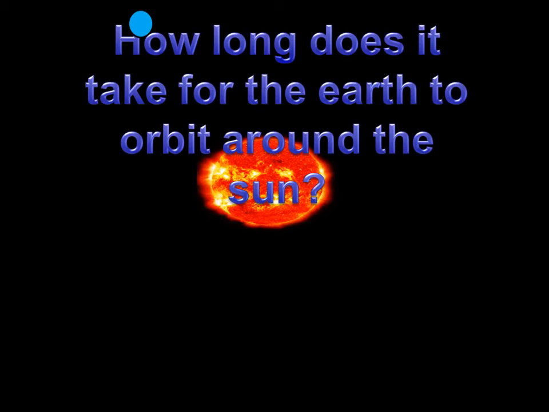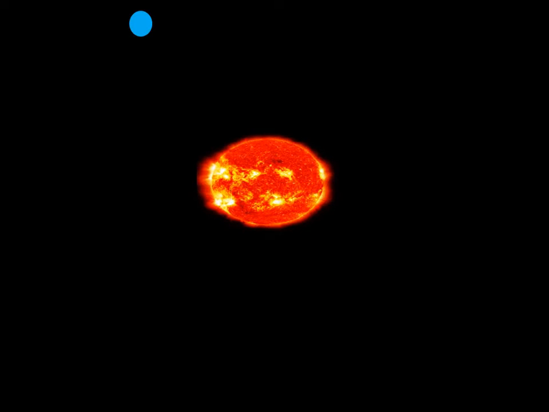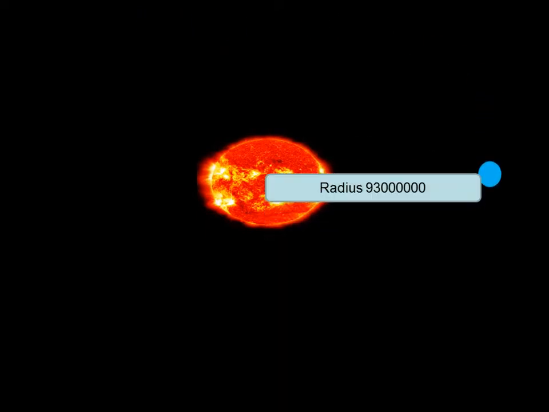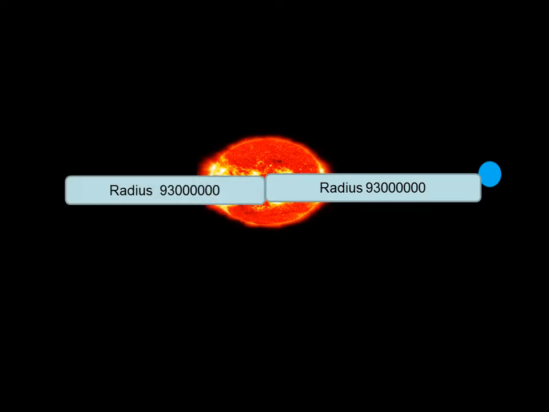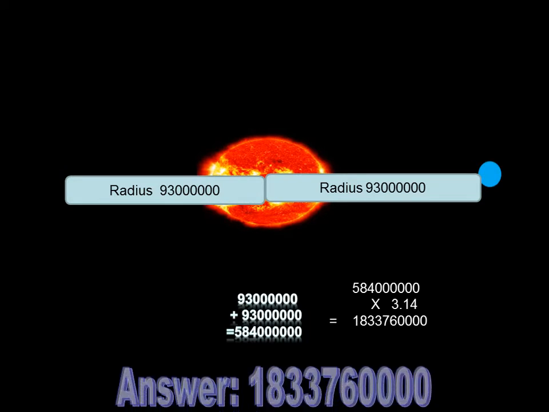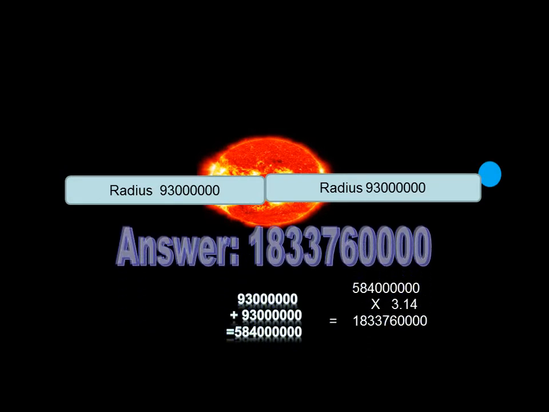How long does it take for the Earth to orbit around the Sun? The blue dot is the Earth, just so you all know. It goes around. The radius is 93 million miles. And you'd add those up to find the diameter, which is 584 million miles. And you times that by pi, and then you get your answer, that number.